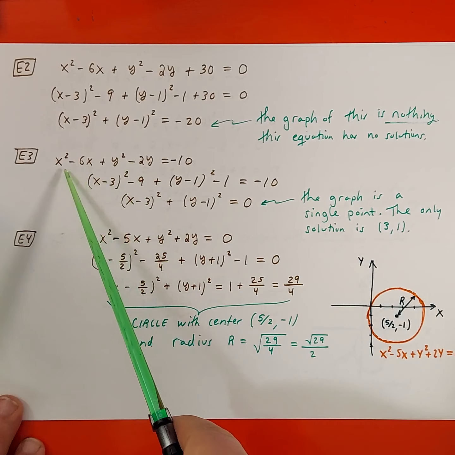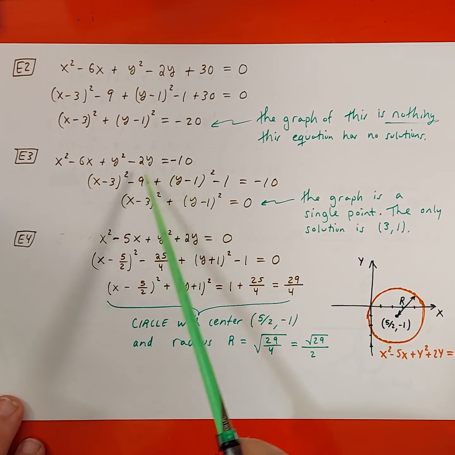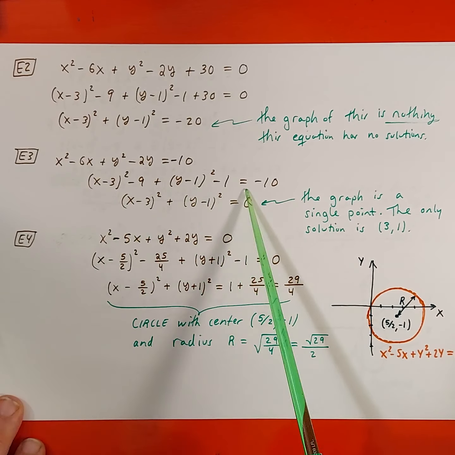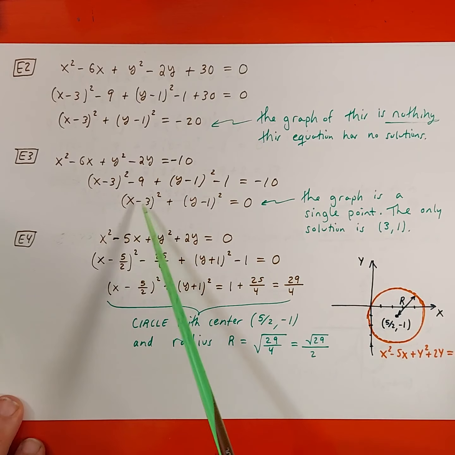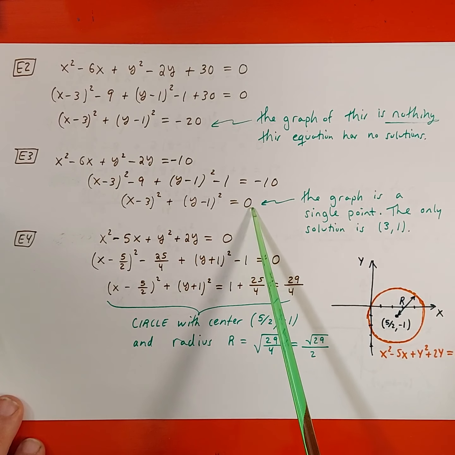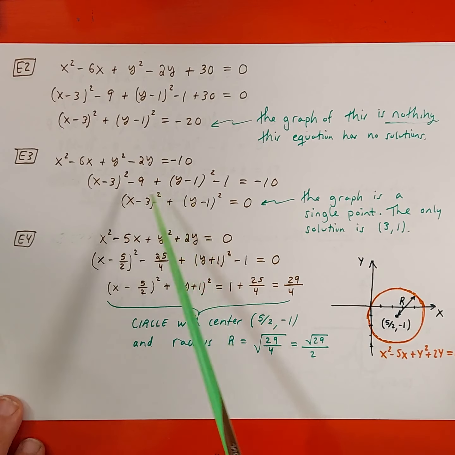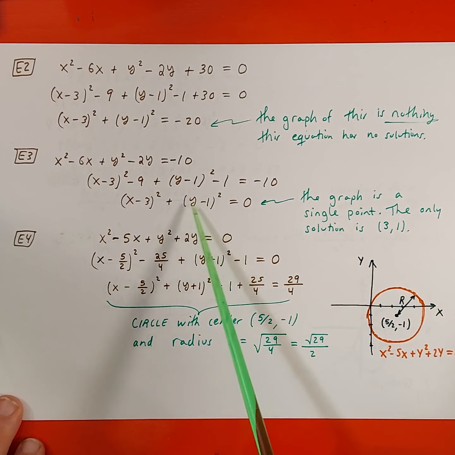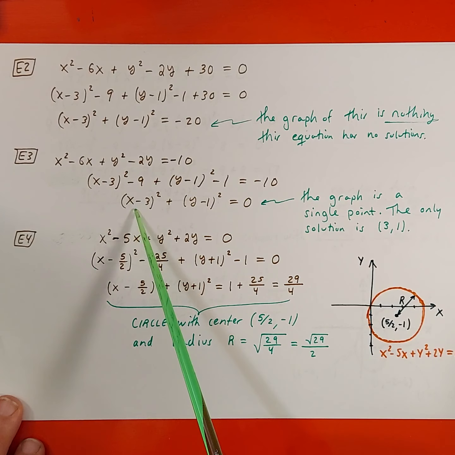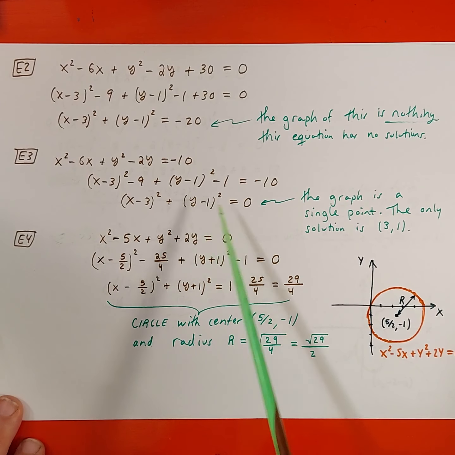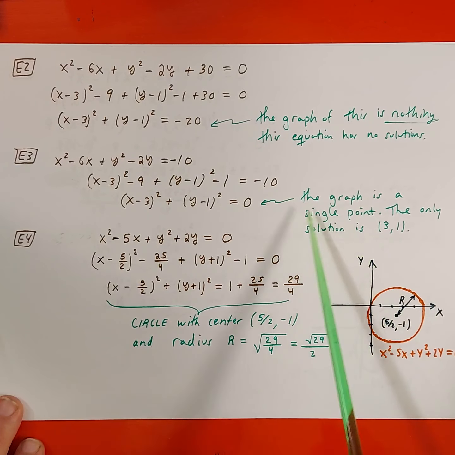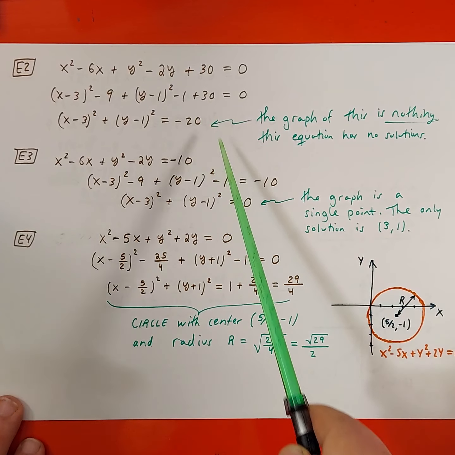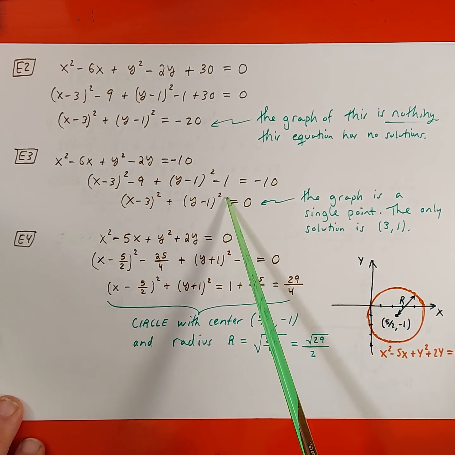Example 3, again, take my equation, complete the square, isolate the squares. This time, it works out to a sum of squares equal to 0. Well, the only way this can work out is if both of these are separately 0. And the only way that can happen is if x equals 3 and y equals 1, so the graph is a single point. Only solution is 3, 1. All right, so these are both very odd, exceptional cases in this game we're playing.